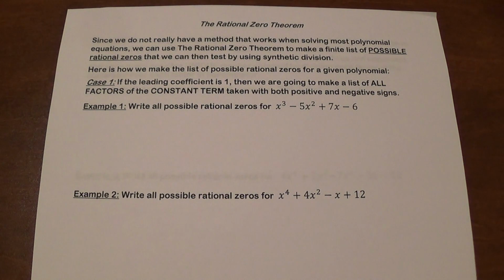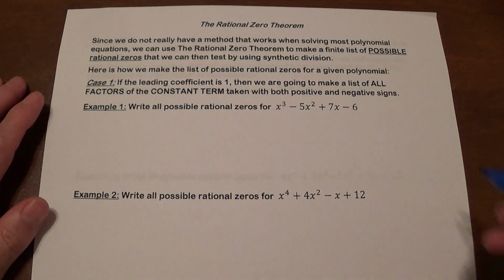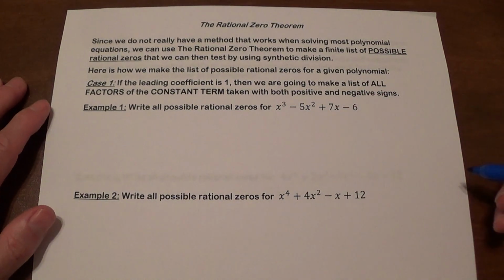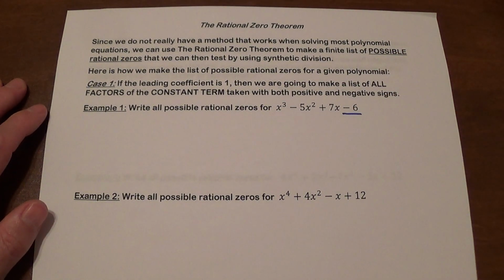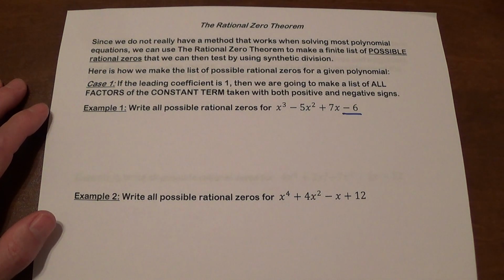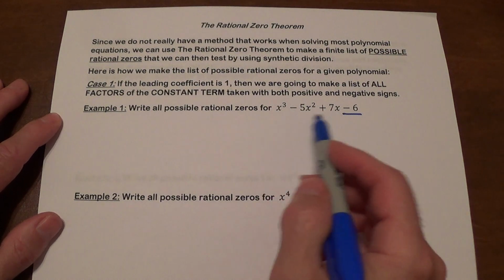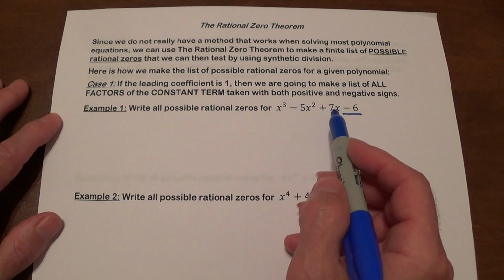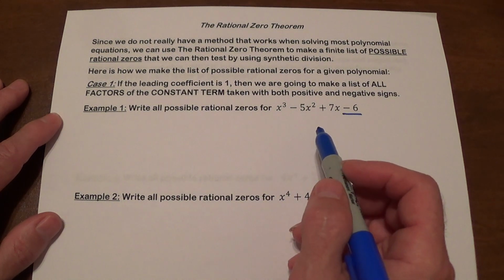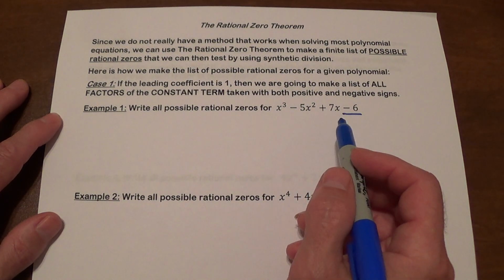So how do we do it? Let's start with an easy case. If the leading coefficient is 1, then we're going to take a look at the constant term and list all its factors, with both positive and negative signs. So our constant term here is -6. You can actually disregard the fact that it's negative because every number is going to be taken with a positive and negative sign anyway. None of the other things is going to matter. Doesn't matter what the degree is, doesn't matter how many terms you have, what the other coefficients are. The only thing that we care about is the constant term.